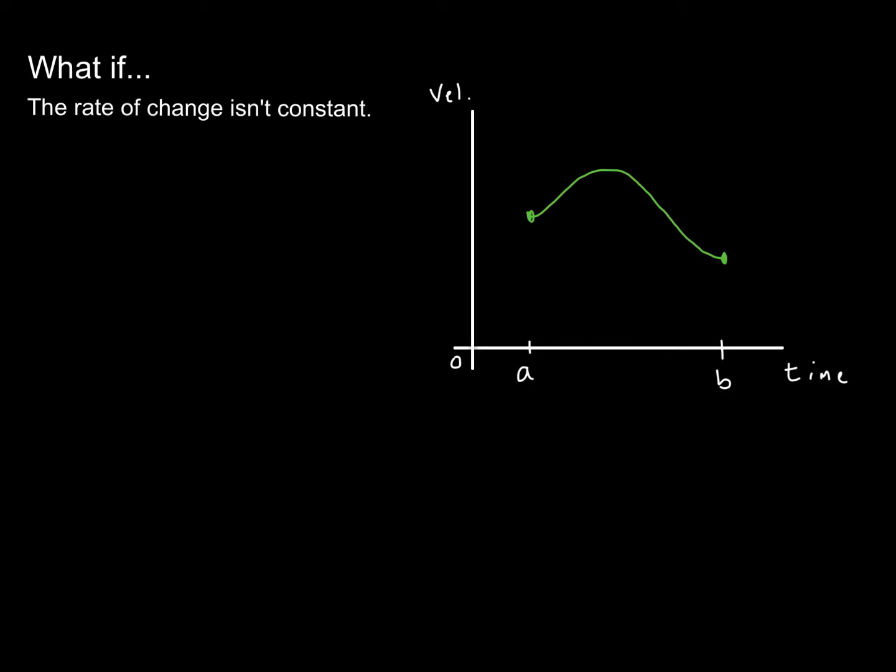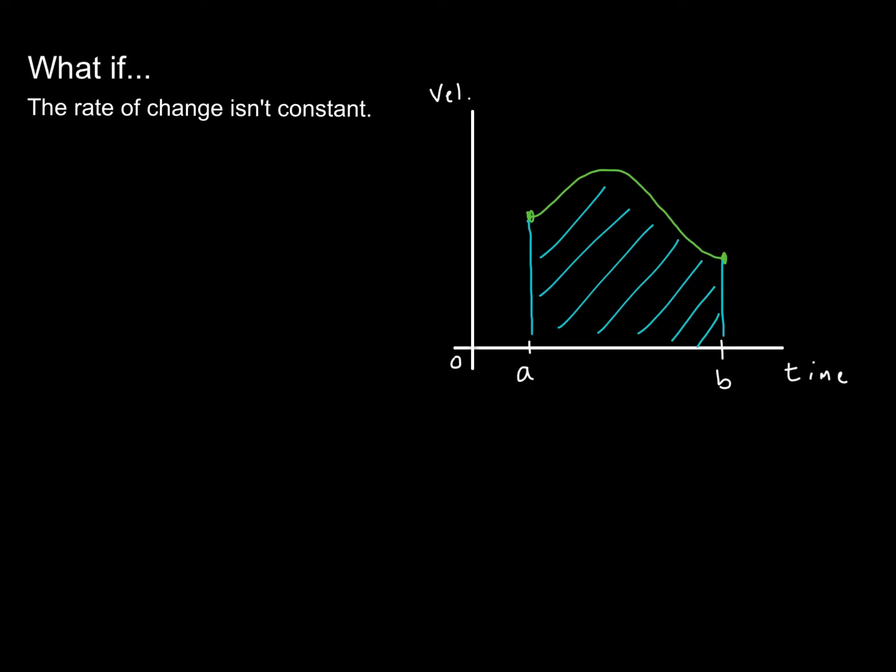So the question, of course, is, what if the rate of change isn't constant? So in this case, I've drawn a velocity curve which is continuous, but as you can see, is not constant by any stretch of the imagination. So go ahead and copy this down. The question is, will the area underneath this velocity curve still tell us the total distance that you've traveled between time A and time B?